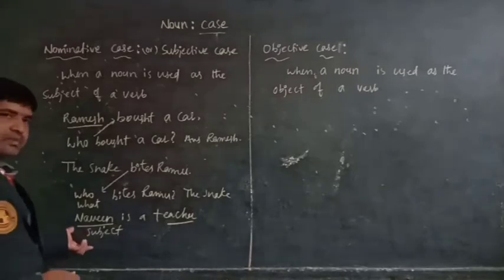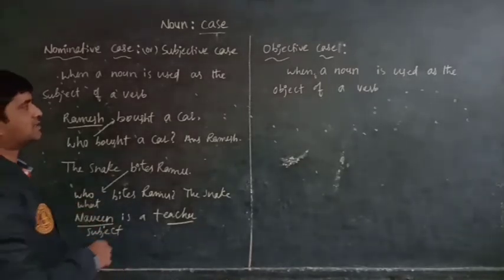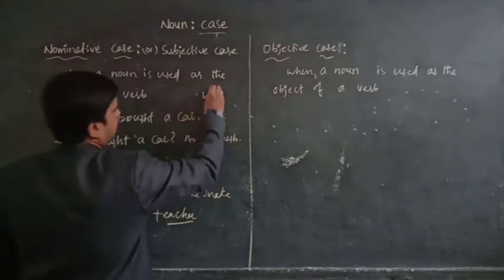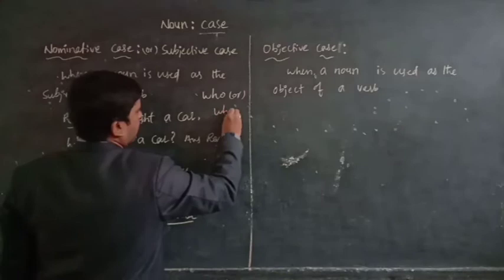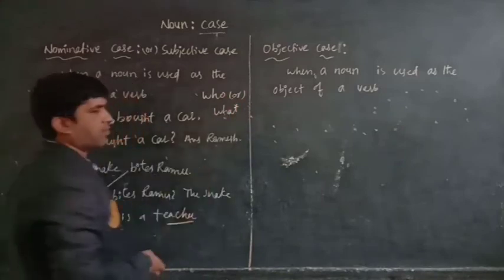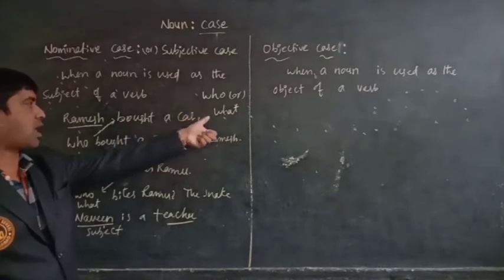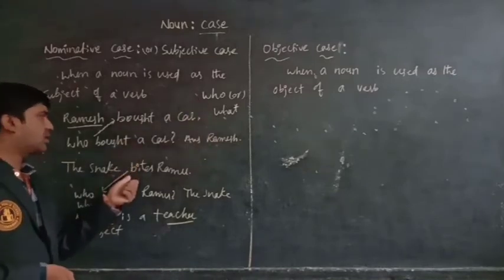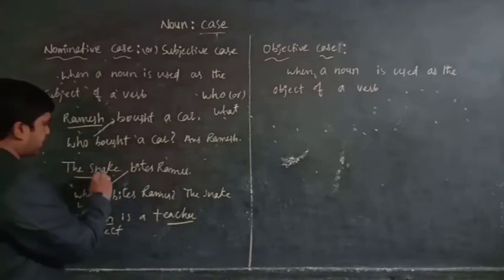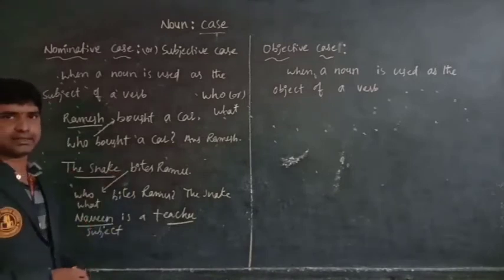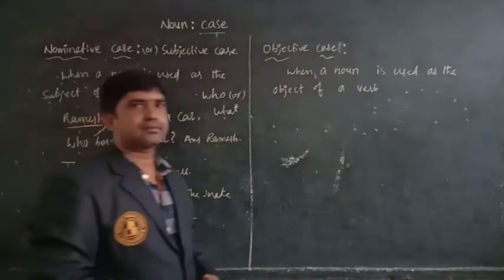For knowing the subject, or the nominative case, we ask the question with who or what. You must remember that we have to use the question word who or what before the verb, and it shows who is the subject in a sentence. This is called nominative case.